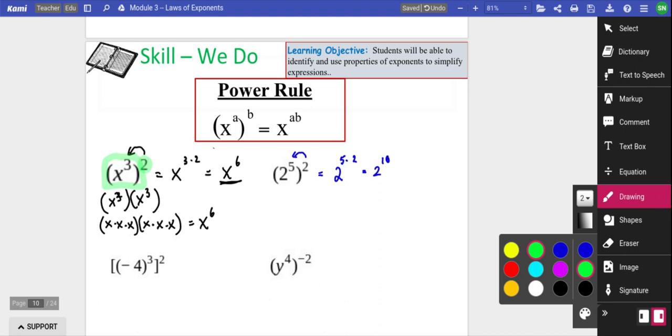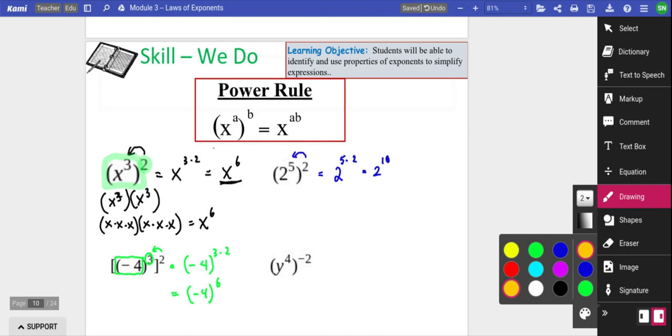Problem number 3. Sometimes we have that this exponent applies to a negative number. So that's why we have more than one set of parentheses. The rule is still the same. We put negative 4 inside a parentheses. We multiply the exponents, 3 times 2. 3 times 2 would give us negative 4 to the 6th power.